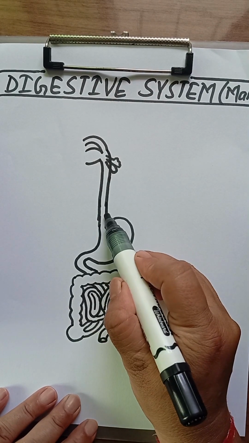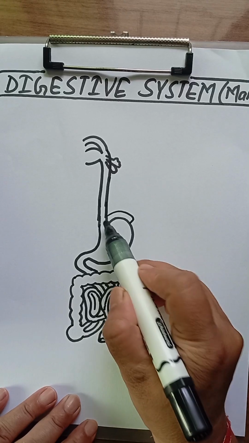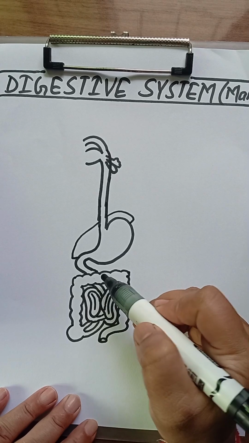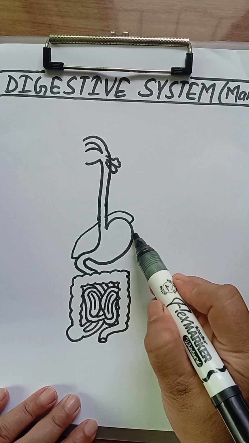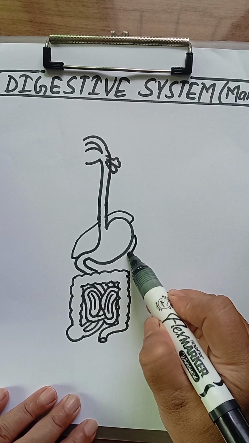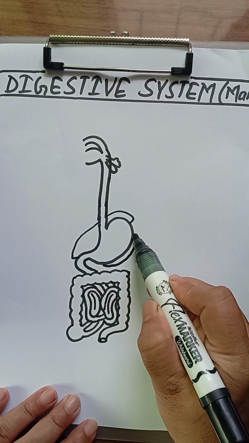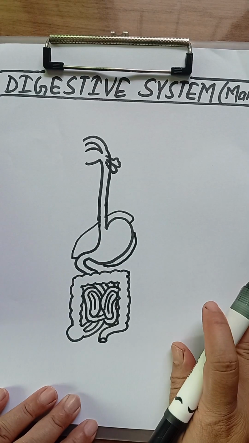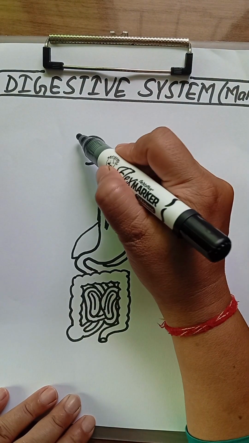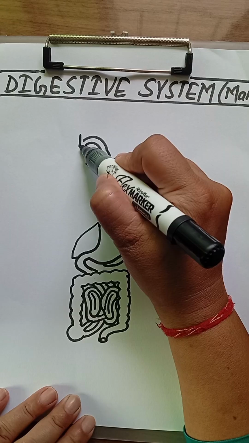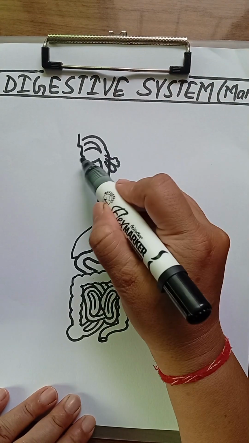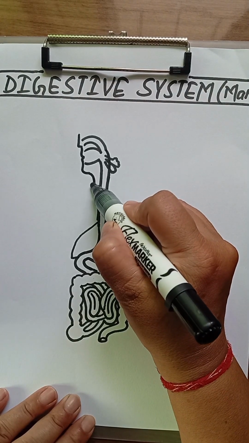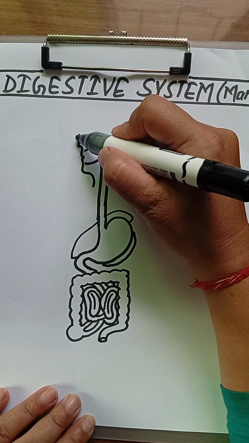Then here is the liver. Liver is just covering the curvature of the stomach. This is the liver. Just behind the stomach there is the pancreas. And let's complete the diagram now. Let's make a nose here and a lip here, then chin here, then the neck down like this.